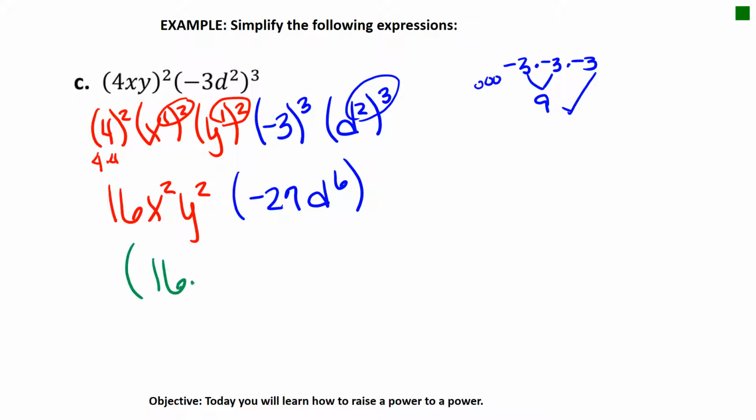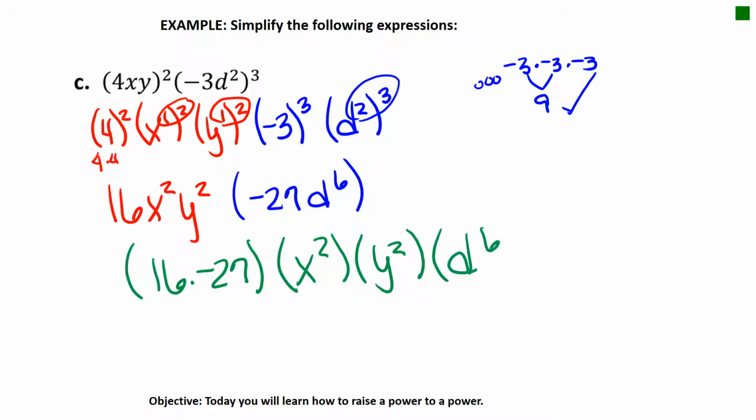You're going to put the 16 and the negative 27 in the same little house. X squared gets its own little house. Y squared gets its own little house. D to the 6th gets its own little house. So the only thing you have to do is multiply 16 times negative 27. And when you do that, you get negative 432.